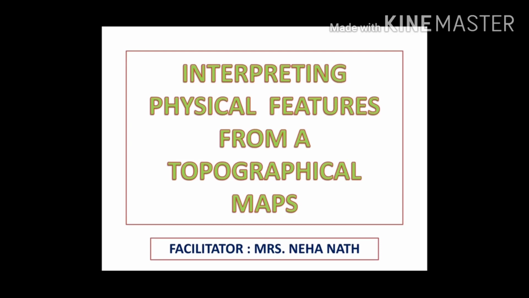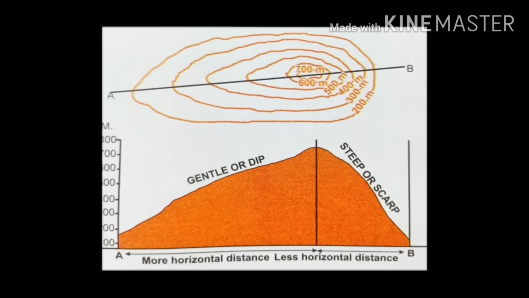Good morning, students. Today in this module we will learn how to interpret physical features from a topographical map. Let's begin. The first thing we will learn is about slopes, and if we categorize slopes broadly, then there are two types: gentle or dip slope, and the other one is steep or scarp slope.